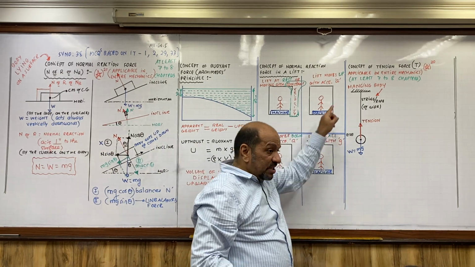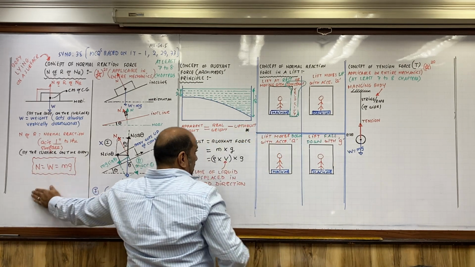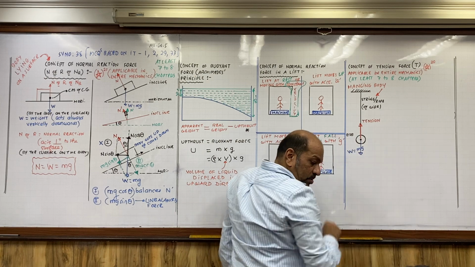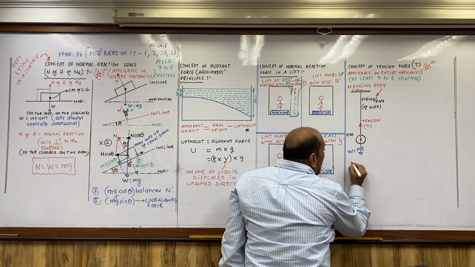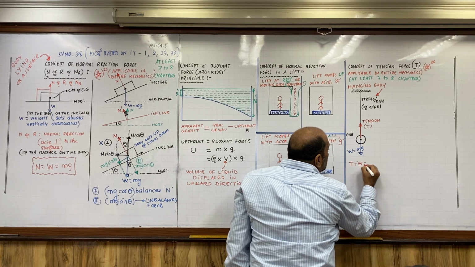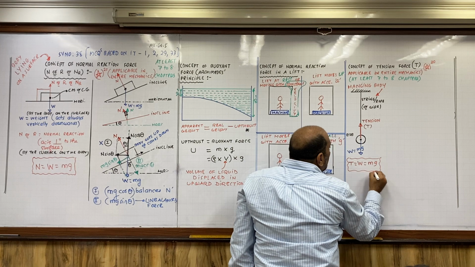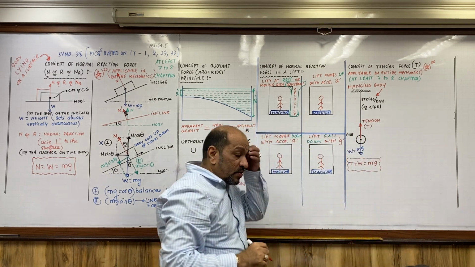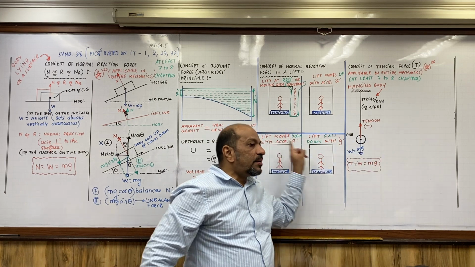Now, if this is the situation, then the way I said N is equal to W is equal to mg, can I say T is equal to W? Yes or no? Because tension is T and W is mg. So what will I say? T is balanced by W is balanced by mg. But what if I disturb this? What if I push this bob? Can we say it will perform oscillatory motion?